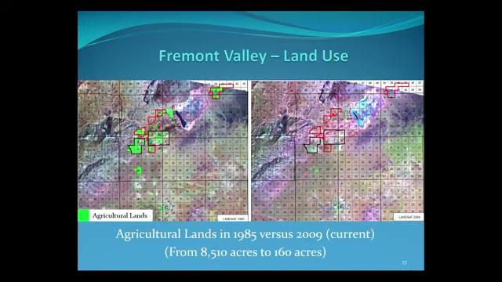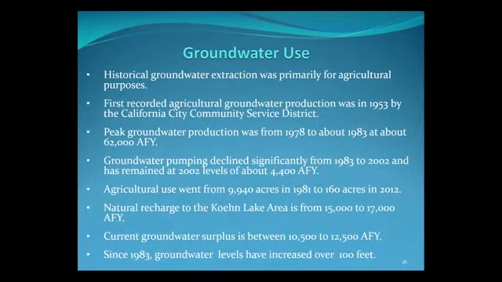This is a depiction of the agricultural lands that were farmed in the 80s. The green is agricultural use in the 80s. You can see, by the way, the Cohen Lake dry lake bed actually had water in it. This is a picture from 1985. The slide map on the left shows farming in 1985. The map on the right shows farming today, which is virtually non-existent.